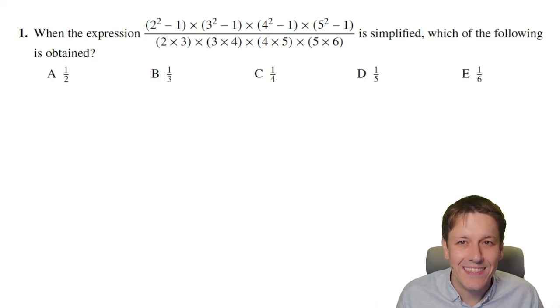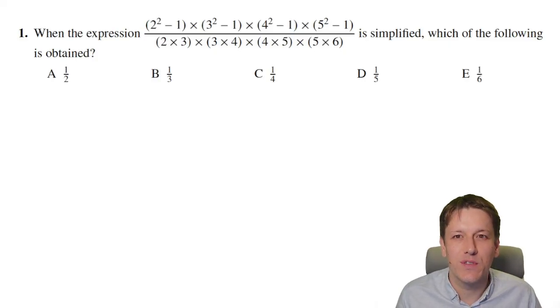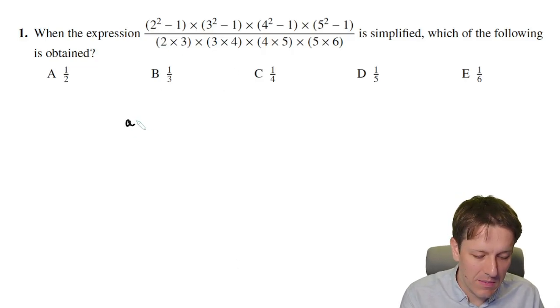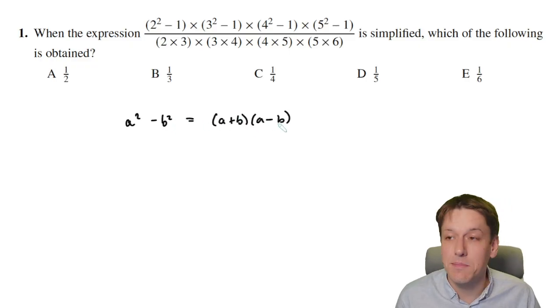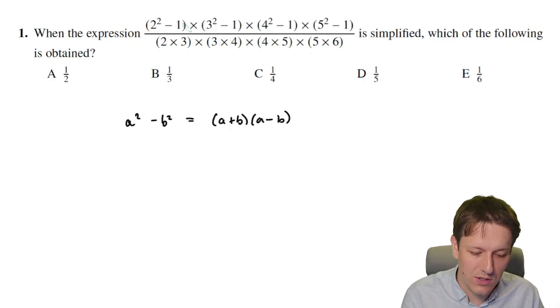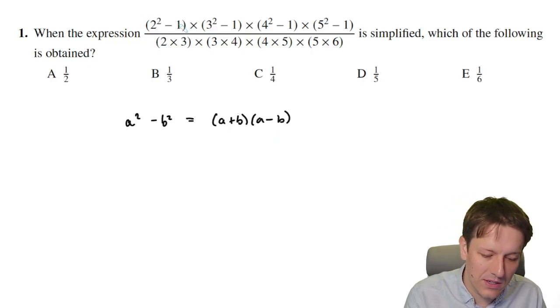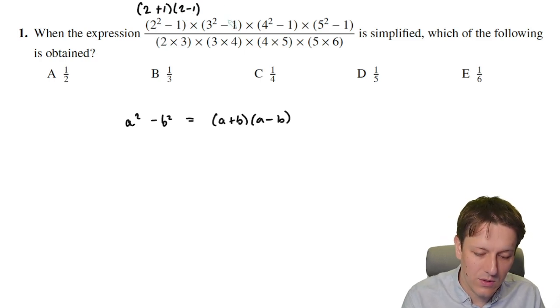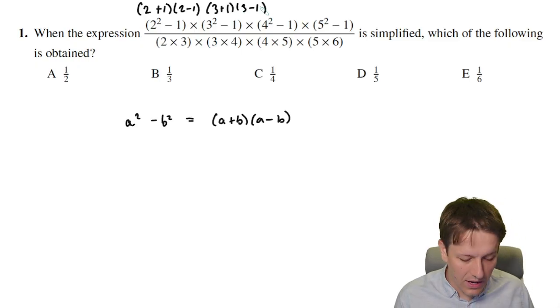So the strong hint in this question is that we want to use the difference of two squares formula. We can see difference of two squares expressions all over the numerator here. Remember, that tells us that a squared minus b squared equals a plus b times a minus b, and of course 1 squared is just 1, so 2 squared minus 1 squared here I can replace with 2 plus 1 times 2 minus 1. 3 squared minus 1 squared would be 3 plus 1 times 3 minus 1, and so on.